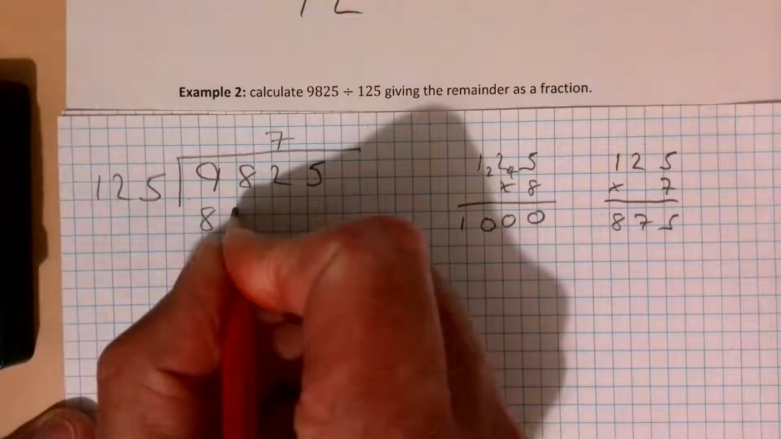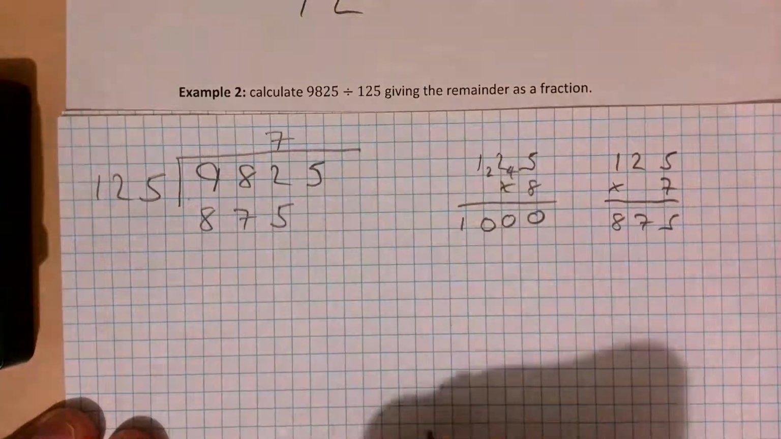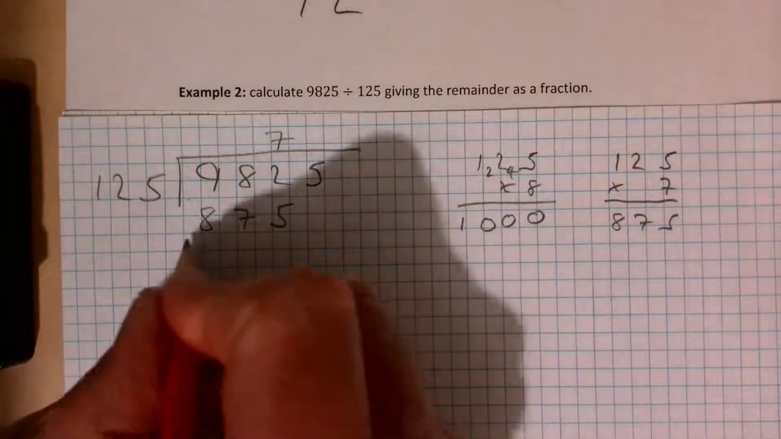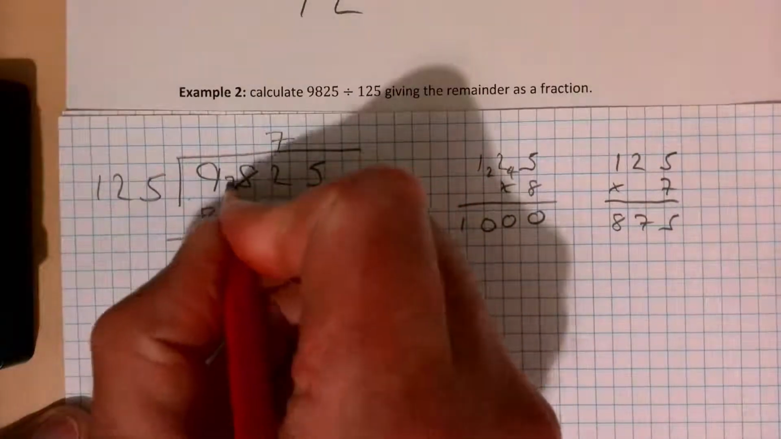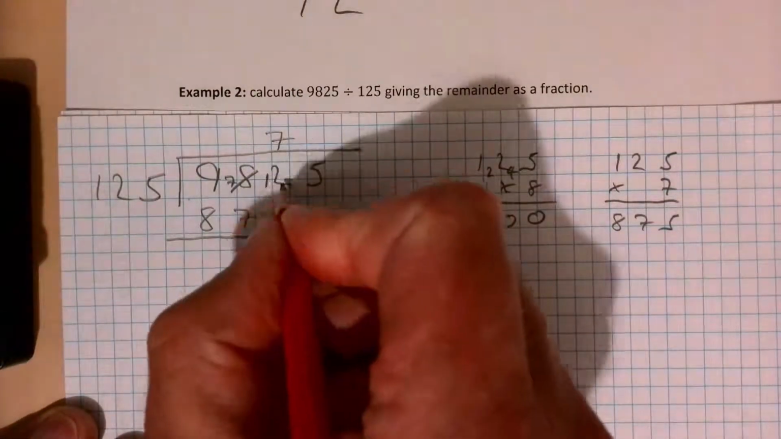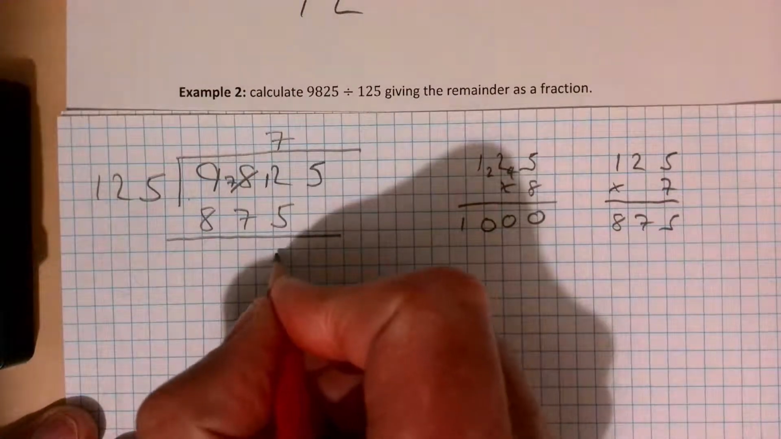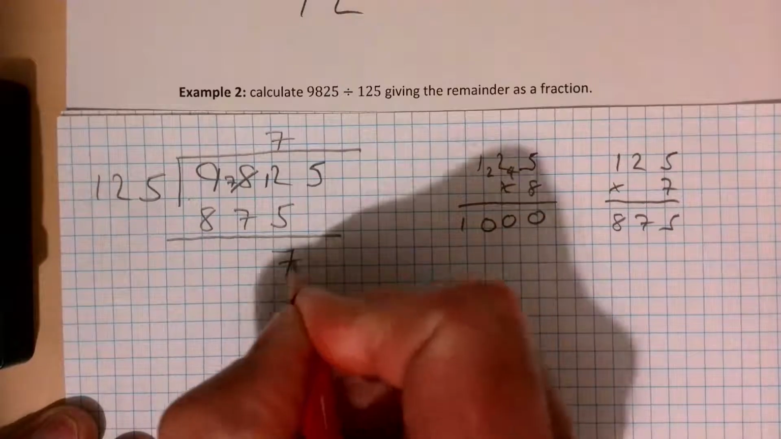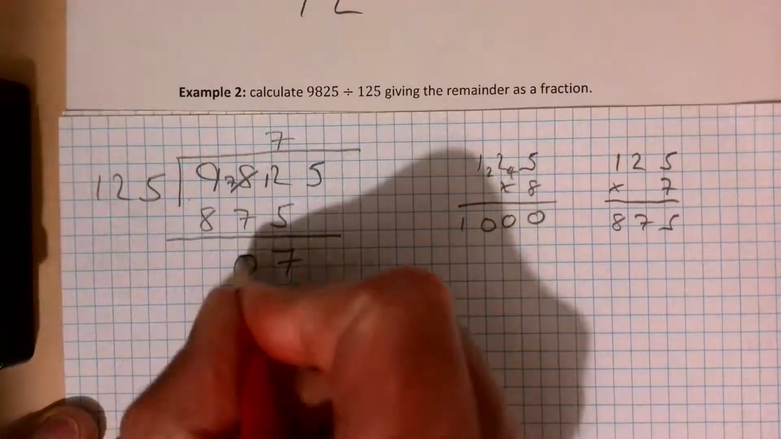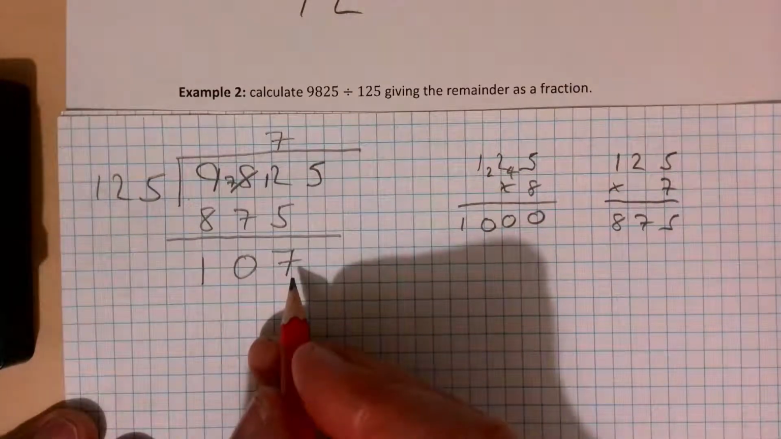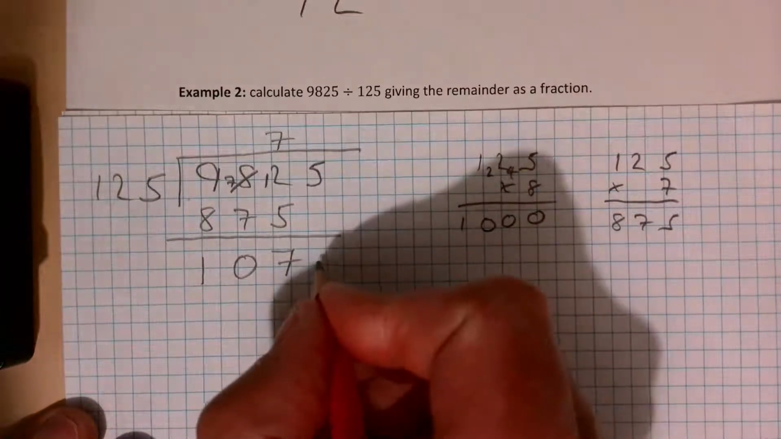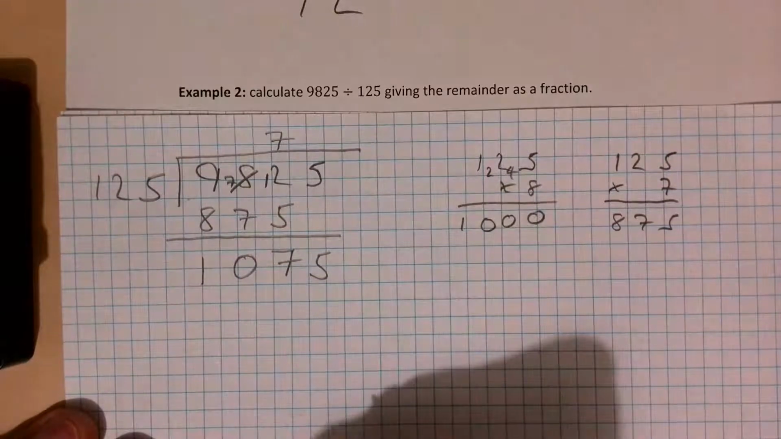So 125 in here, it goes 7 times. And we've got 875, and we're going to subtract this, change that to a 7, and change that to a 12. 12 take away 5 is going to give us 7, 0, and give me a 1. 125 into 107 doesn't go, it can't go of course. And we end up with that.